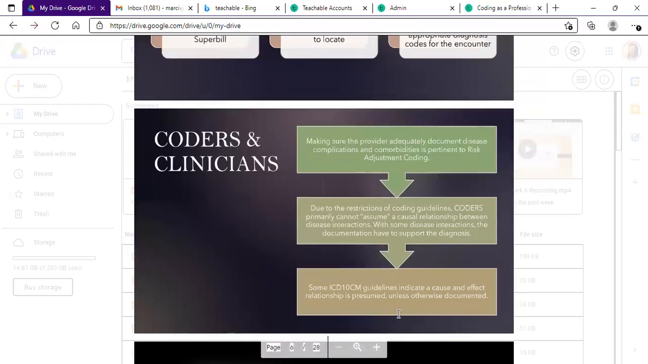So coders and clinicians, making sure the provider adequately documents disease complications and comorbidities is pertinent to risk adjustment coding. Making sure, like you're the overseer, you're the person that's going to make sure the clinicians are in line. Pretty much, you're making sure that their documentation is how it's supposed to be.